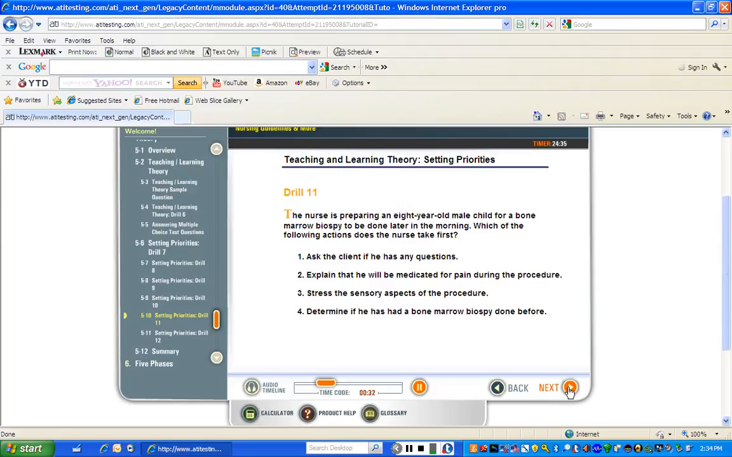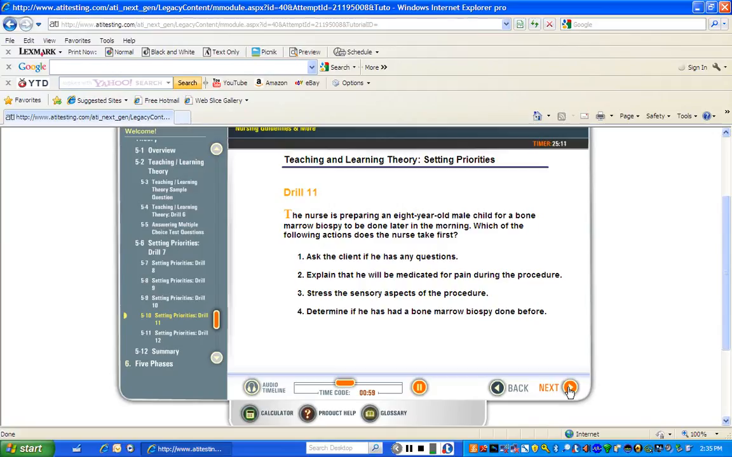This is a good example of priority questions, and at first glance, by looking at the options, they all seem correct. We will assign question marks to all of them and then decide later which action is the one that the nurse does first. Let's begin with option 1. Ask the client if he has any questions. Look again at your case scenario. The client is an 8-year-old child. It is unlikely this client has the previous experience to formulate any question except, will this hurt?